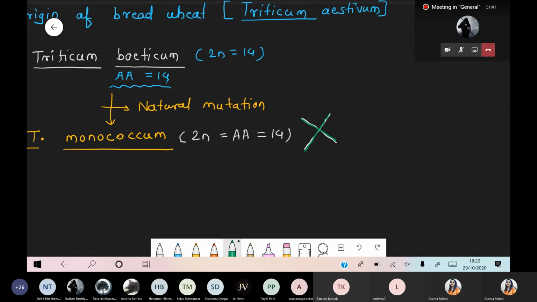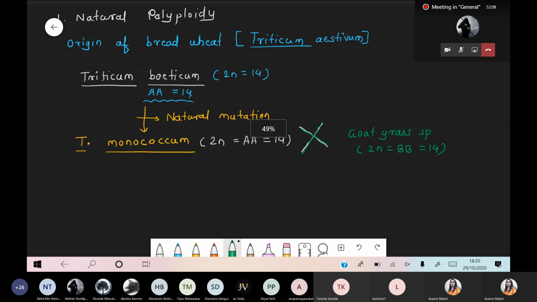So now naturally that monococcum species is crossed with some grass species, and more specifically we are talking about goat grass. The goat grass species naturally crossed. And now what happened? The genotype which is present is 2N, capital B, and the number of chromosomes is total 40. Just remember this, what condition is happening.